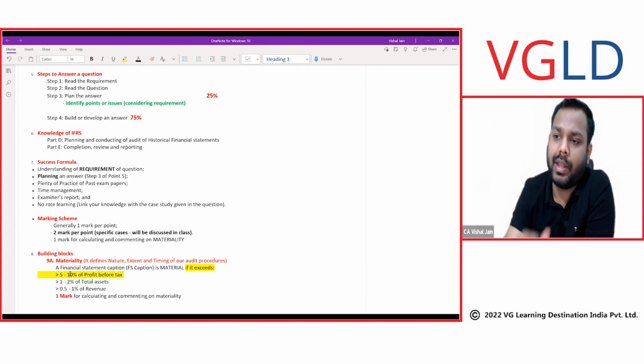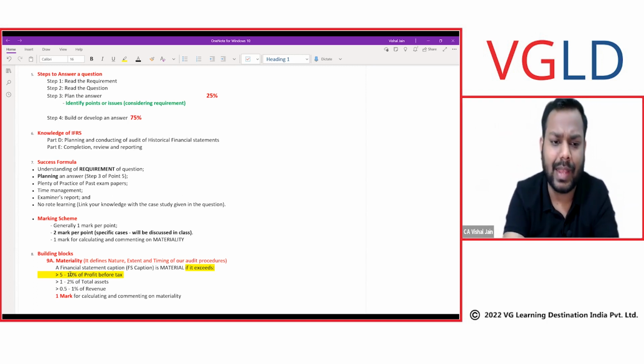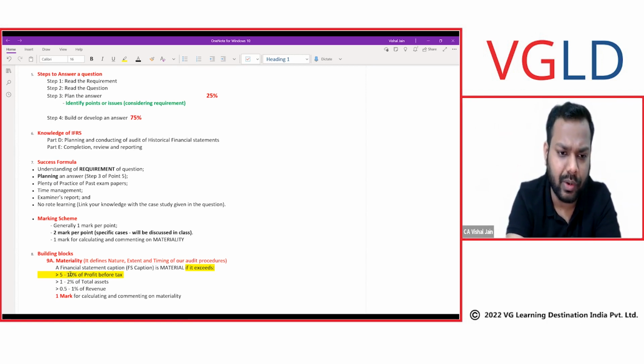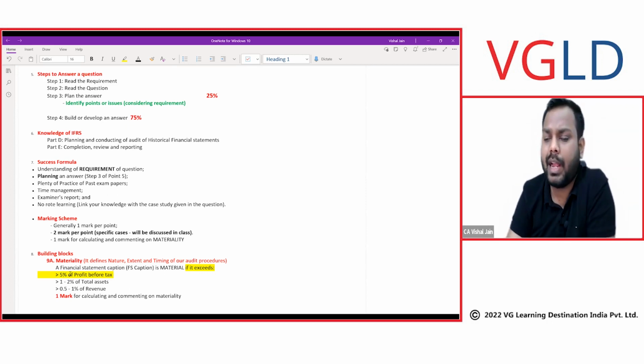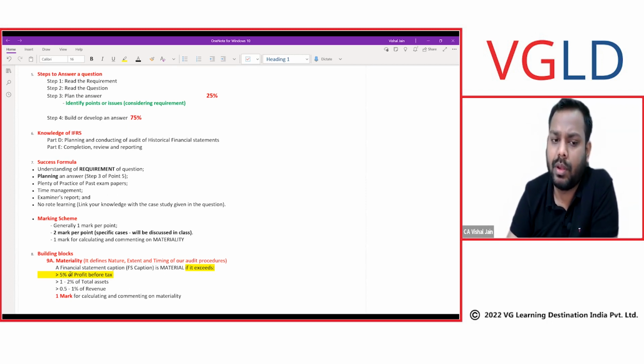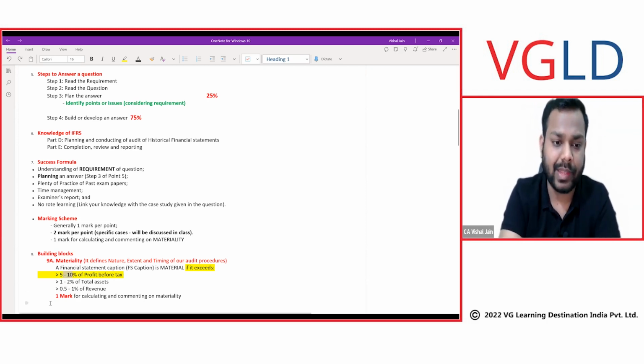If you are saying that anything which is 6% of profit before tax is material, then rather than writing this, I should have written it this way: anything above 5% of profit before tax is material. Ideally, I should have written it this way. Then why am I writing 5 to 10%? Understand the logic, guys. I'll give you an example and explain this one.